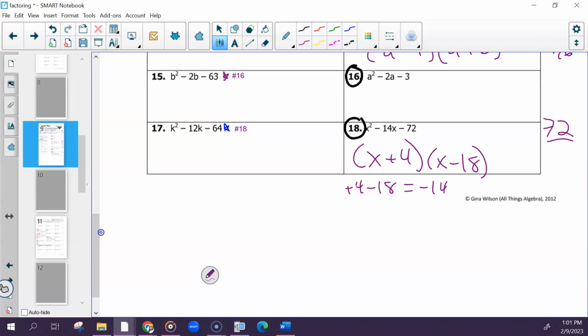16, okay. So in 16, what are your factors of 3? 1 and 3. 1 and 3 is prime. So if one of them has to be negative, which one would be negative? 3, the bigger one. So a minus 3, a plus 1.